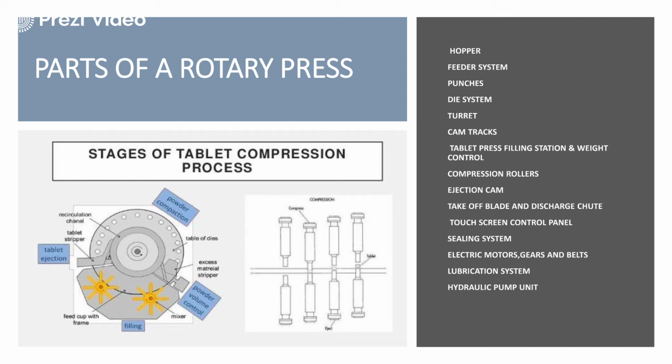Now there are two types of cam tracks: the lower cam track and the upper cam track. Then compression rollers. Compression rollers are placed at stage 3, the actual compression. Then take-off blades and discharge chute, and a touch screen control panel for the customization. What size and weight of tablet you require has to be fed into the automatic machine, so that the weight adjustment is done accordingly. Then sealing systems, and apart from that the electric motor, gears and belts, lubrication system, and hydraulic pump system.